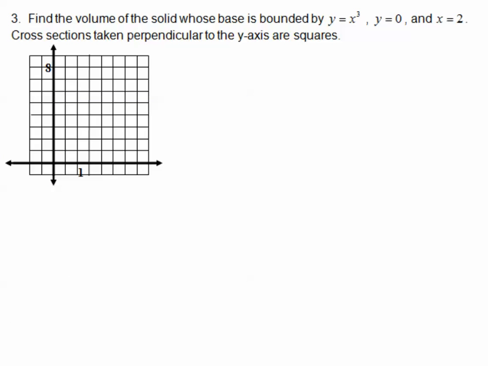Find the volume of the solid whose base is bounded by those three curves. Let's start with that.